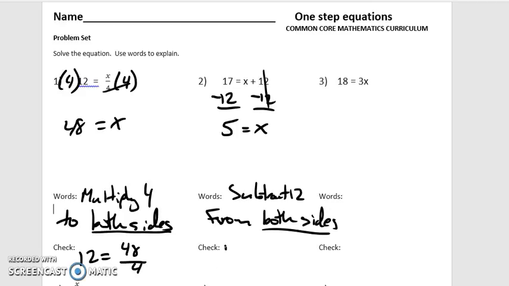So when we check it there, I got a 17, I've got an equals, I've got an x. Oh, it's 5. So you buying from me that 5 plus 12 really does equal 17? It most certainly does.